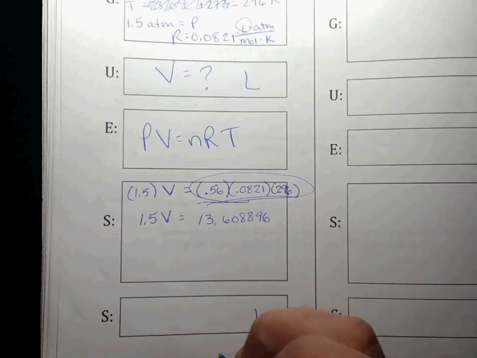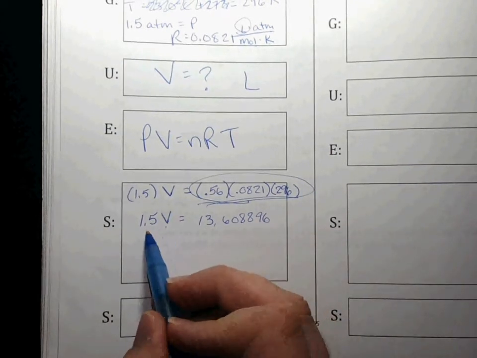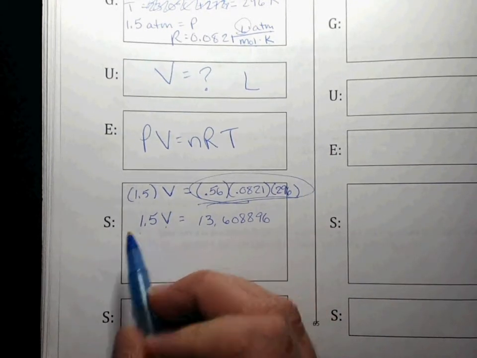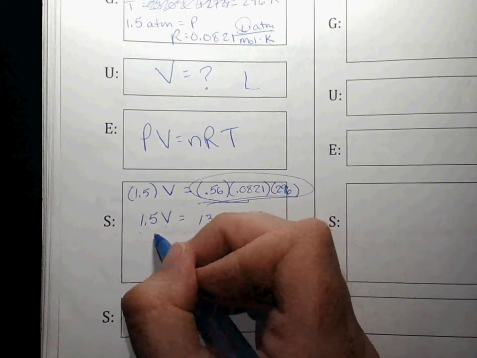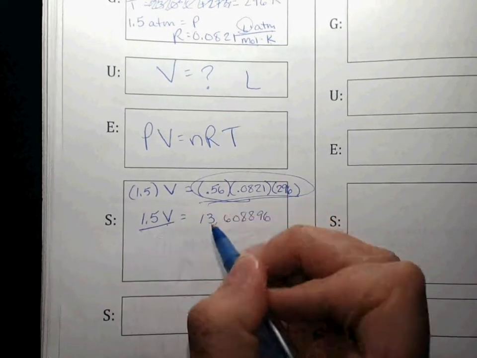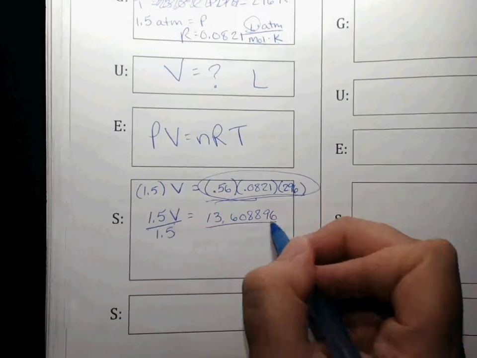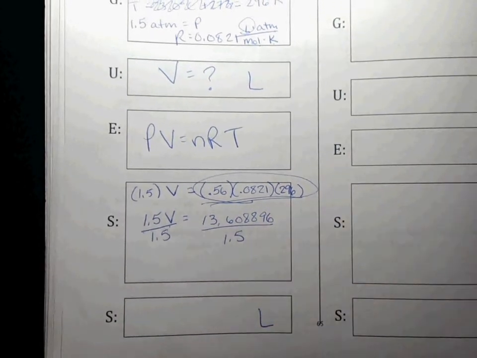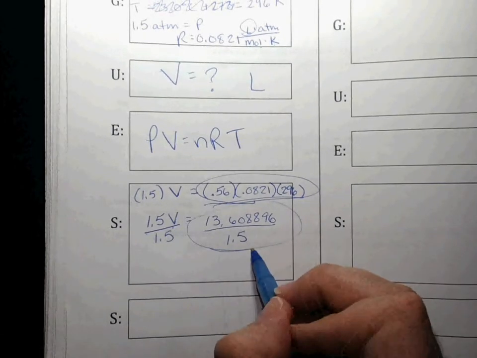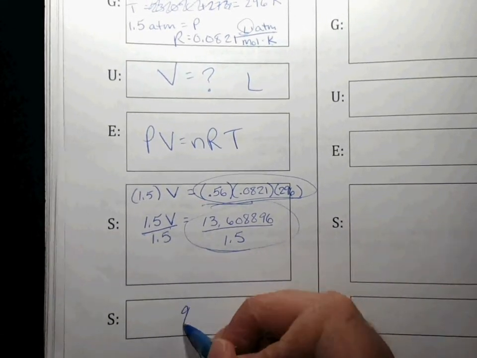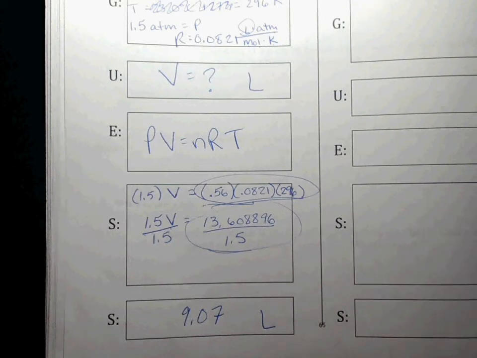So then we'll get 1.5 V equals 13.608896. You don't really have to write every single digit. To solve for V, we need to isolate V by moving the 1.5 over. 1.5 is being multiplied. Do the opposite to move it and divide. So what you're actually typing in your calculator is this, and you get 9.07 liters as your answer.